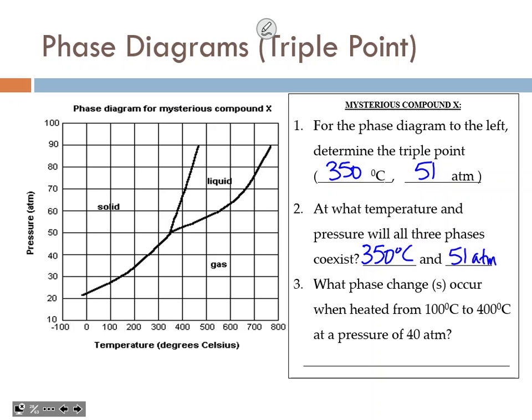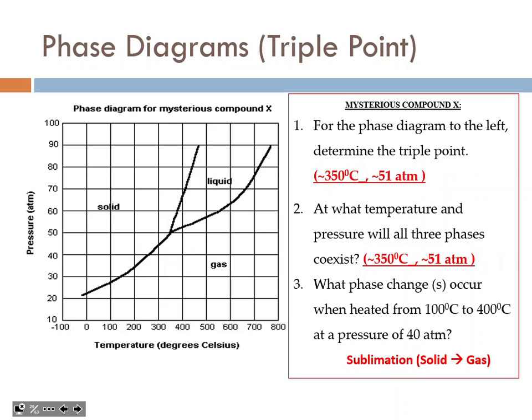Now it's reading the graph time. What phase change or phase changes occur when it's heated from 100 to 400 at 40 ATM? Well, all I do is I come over here, I do that, go to my 400, going that direction. What phase change is it? Sublimation. See, not too difficult, right? Pretty easy stuff. Just review. We did do this back in September, October time. Sublimation. Okay. So approximately, that would be the good ways to read off of the diagram here.